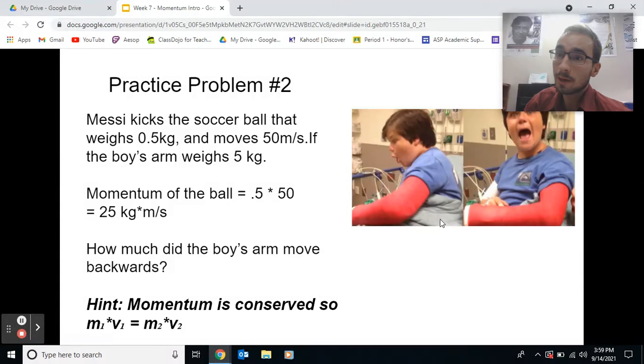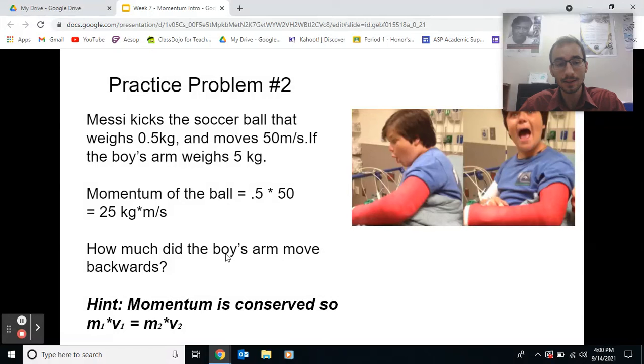So we know momentum is conserved. We learned that yesterday. So if momentum is conserved, that means the momentum of the ball should have gone into the boy's arm. So the momentum of the ball before should equal the momentum of the boy's arm after it got hit. Okay? You can use this formula to help. M1 and V1 represent the ball, M2 and V2 represent the boy's arm. Okay? You have all the information you need. Pause the video now and try and solve the question for the boy's arm's velocity.